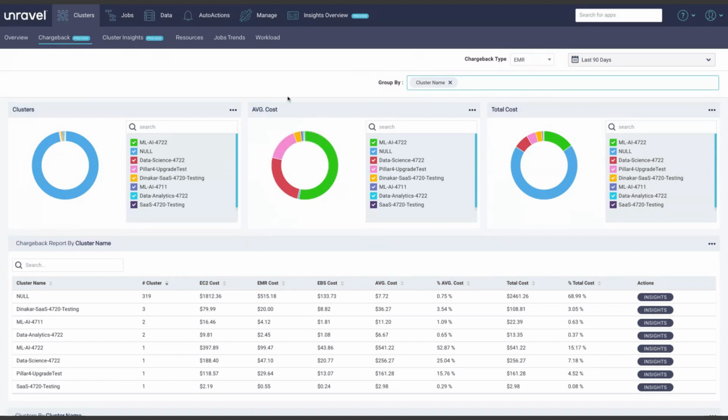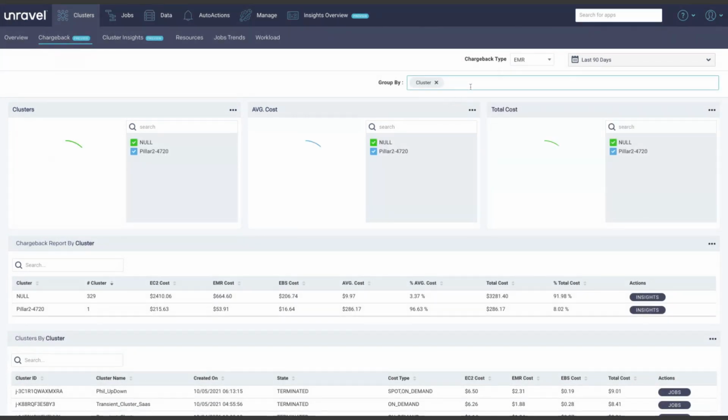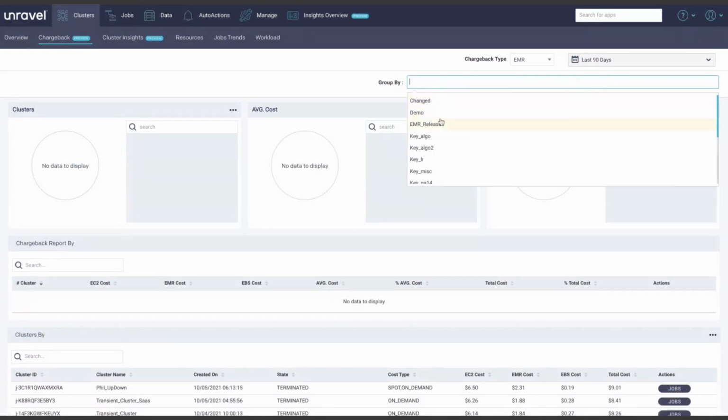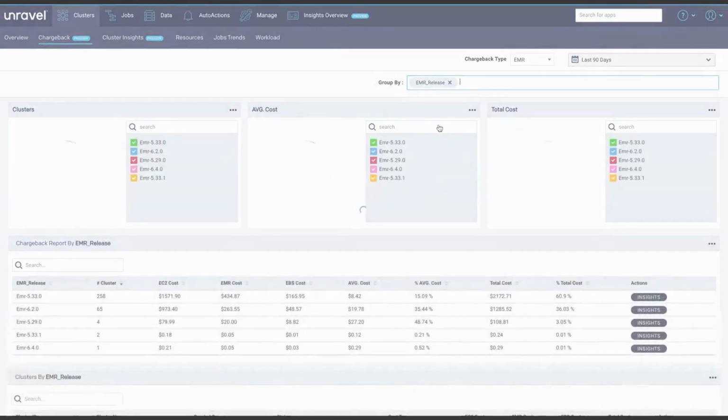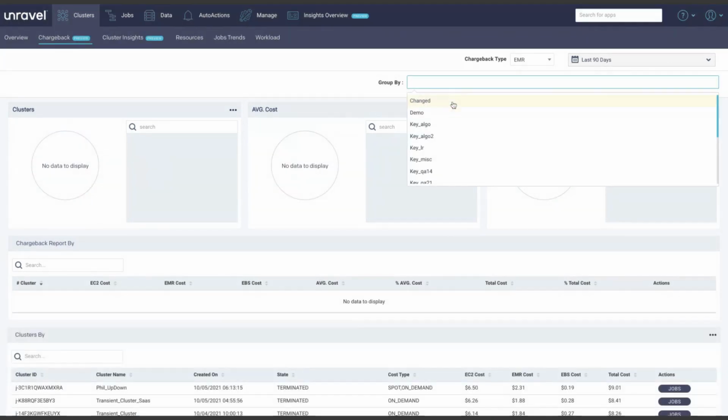So what we've done here is we've taken a look at the cluster from a cluster name perspective, but you can also come into Unravel and take a look at it from a cluster as a whole. So we have a breakdown of the cluster IDs on our EMR cluster. If you want to take a look at it from the release level, you can break it down by the release level as well, and you can take a look at the granularity in which we can break down the cost structures. But for today's demo, we're going to take a look at it from the cluster name.